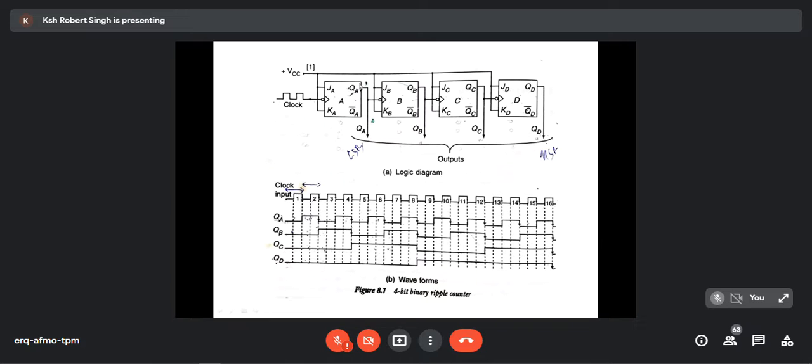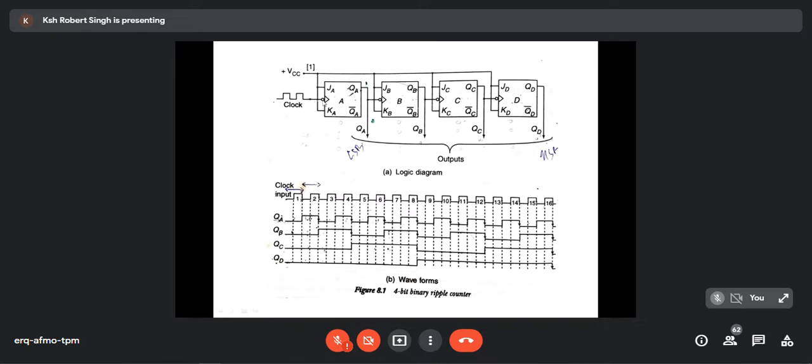But this whole counter comes under the category of asynchronous counter because the clock is given only to one particular flip-flop. Here we don't have any clock. The clock is not given to this flip-flop, this flip-flop, or this flip-flop. Rather, the clock of each flip-flop is given by the output of the previous flip-flop, and therefore this is an asynchronous counter. Any question? No, sir. No question.